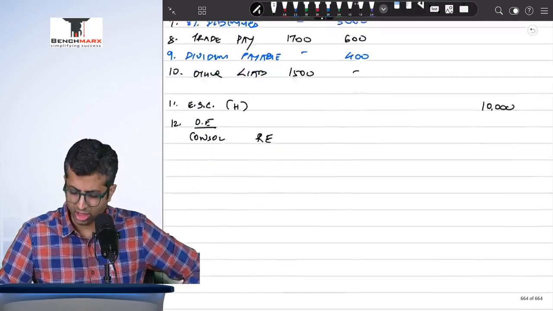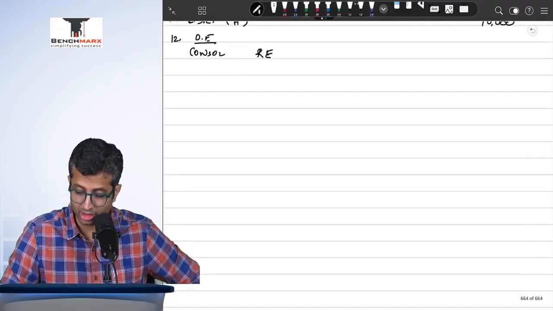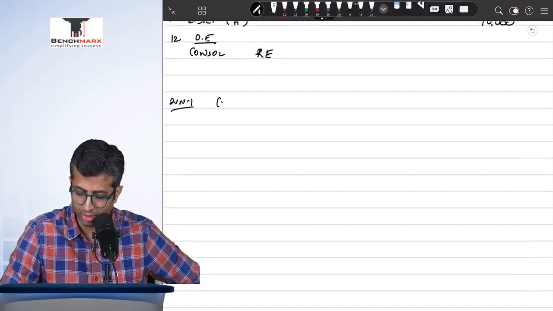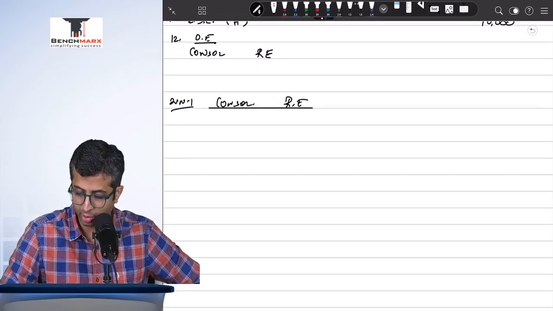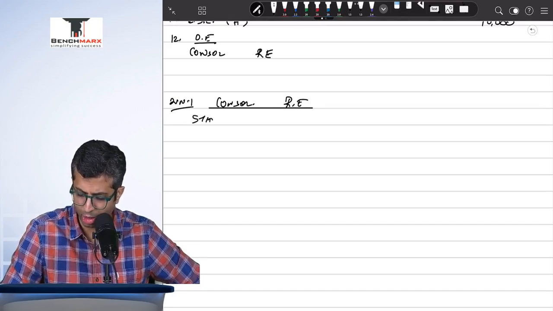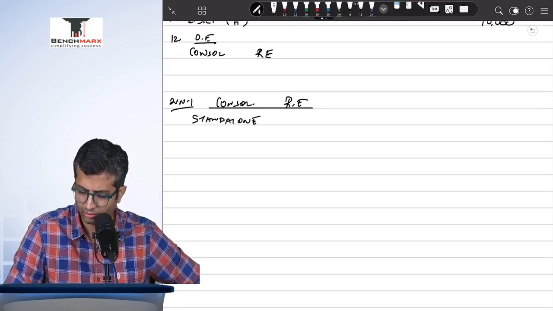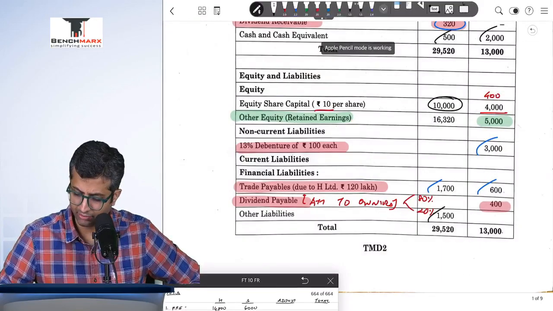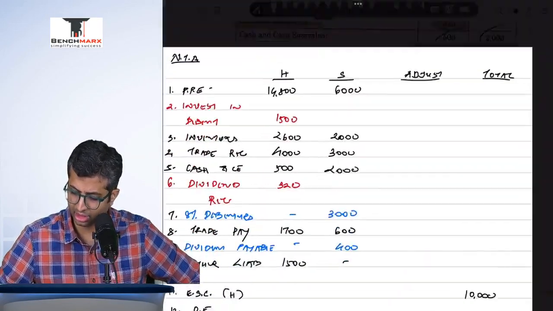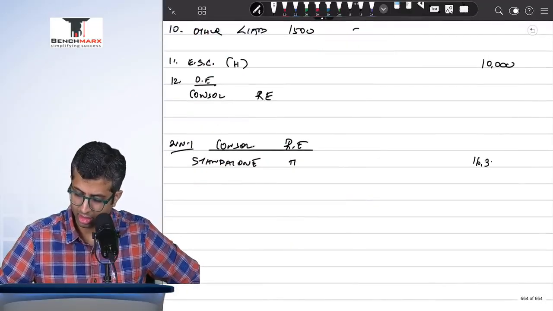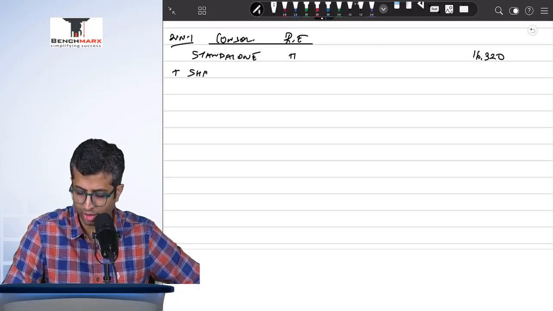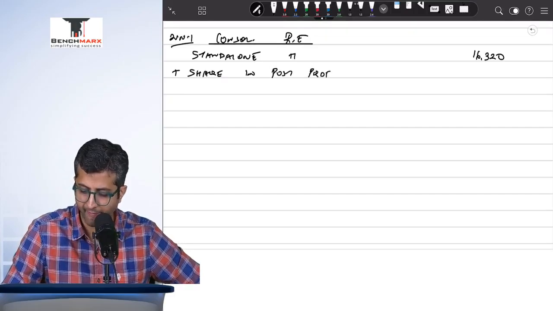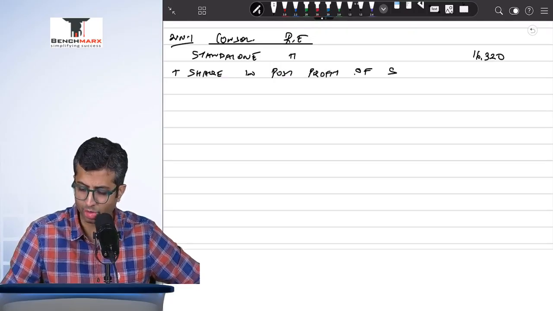Okay, so this is your standard format, and after that, you need to prepare your standard working notes. Working note number 1, which is on consolidated retained earnings. So this will start with standalone parent. So you will have standalone H. How much is that? Well, this is 16,320. 10,000 is also included. To this, you will usually add your share in the post-acquisition profits of S, which you still have to calculate.